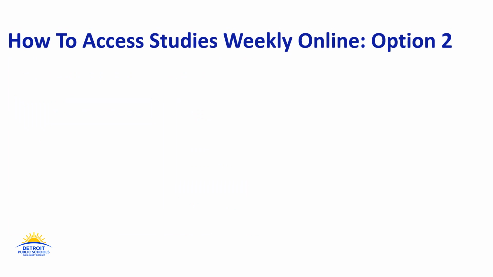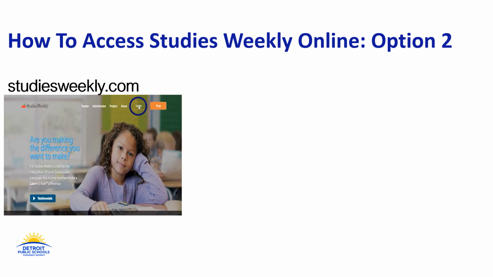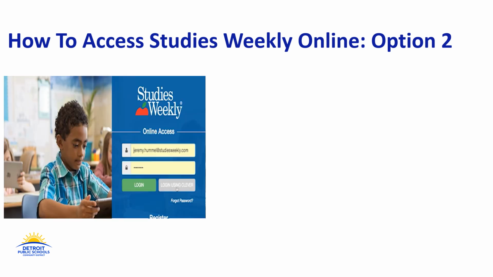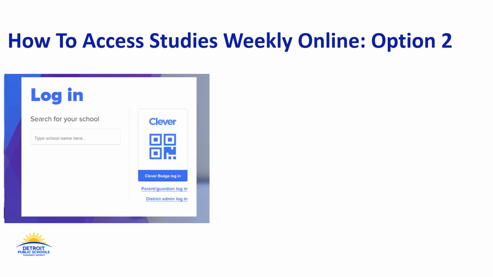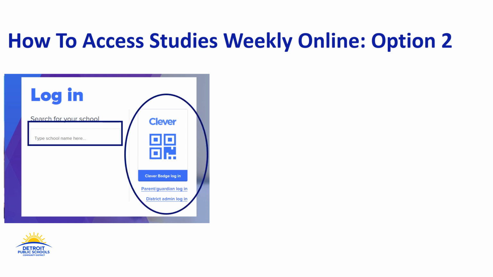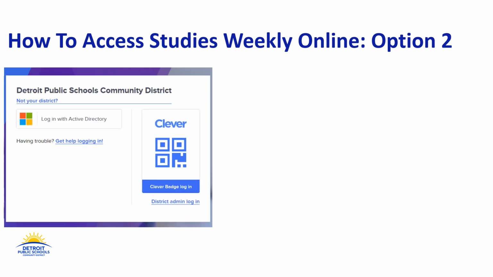There are two different ways you can access Studies Weekly online. One way is to go to studiesweekly.com. Click Log In, then click Log In using Clever. You can either scan your QR code, or if you don't have your QR code, you can search for your school to continue logging in. Once your school has been selected, continue logging into Clever with your username and password.